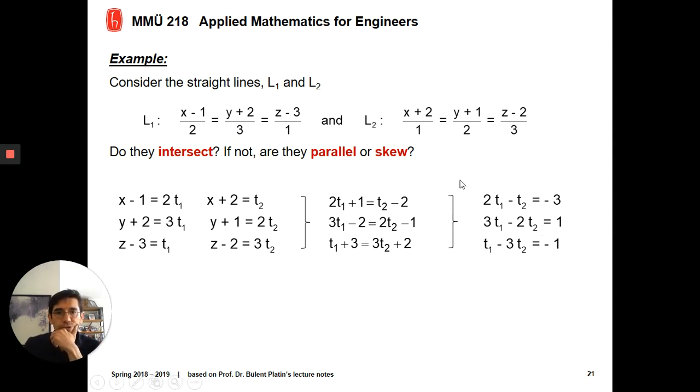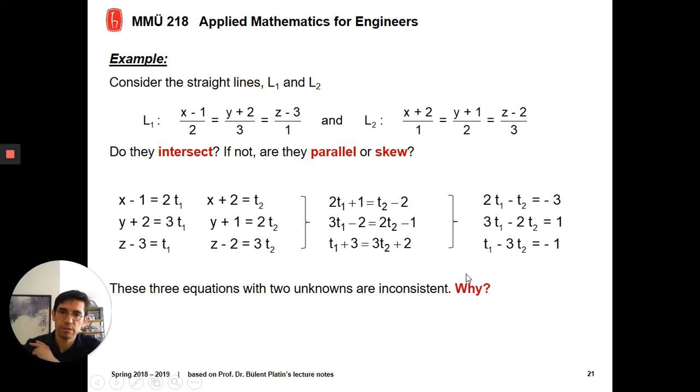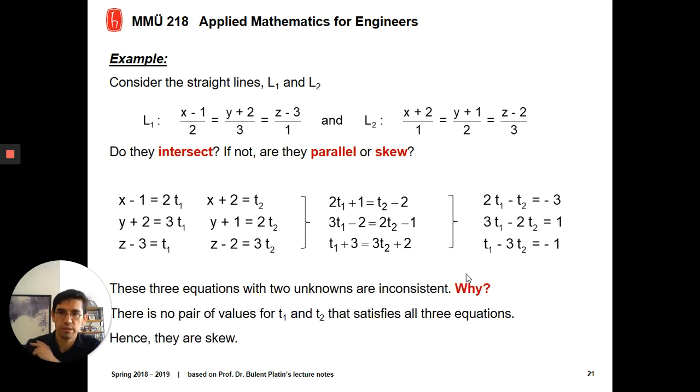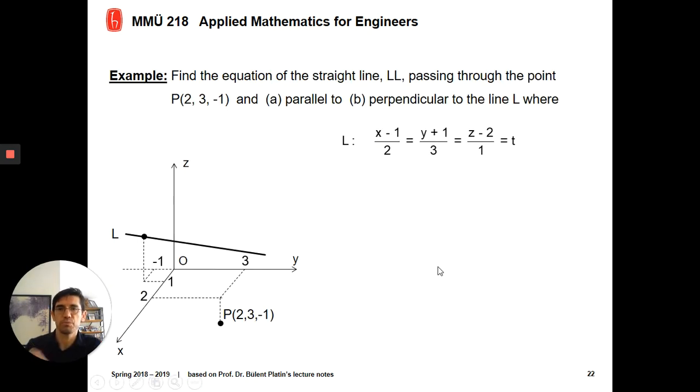So if you look at this example and solve it by linear algebra, you will see that it's inconsistent, and the lines are skewed actually. Now another example, this is a good one. I have a point, point P right here, 2, 3, minus 1.